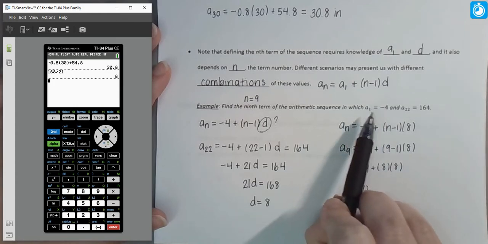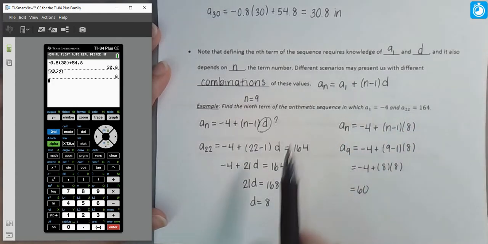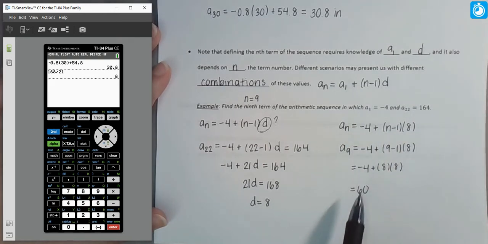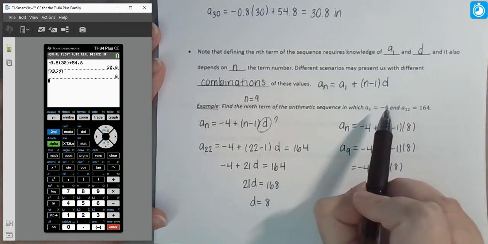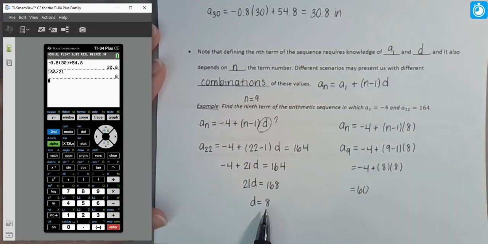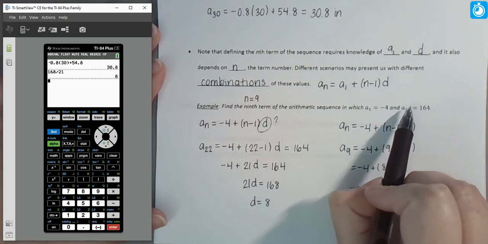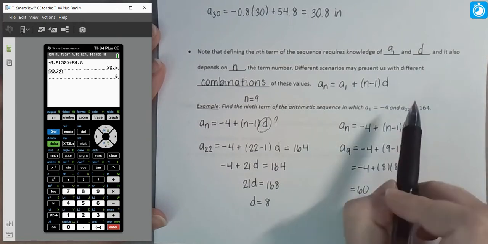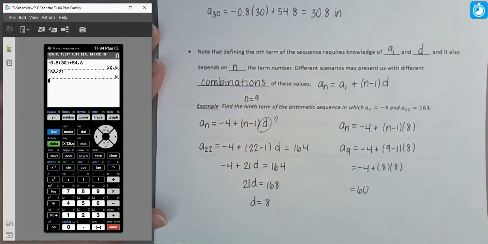So based on the information we were given, based on finding d, and then structuring our formula for the nth term, we were able to determine that a sub 9 would have a value of 60. Does this make sense in the context of the problem? Well, our first term is negative 4. Our terms are growing by a difference of 8 each time. And we know by the time we get to the 22nd term, we're at 164. So at least it makes sense that we have a value that would be between negative 4 and 164.